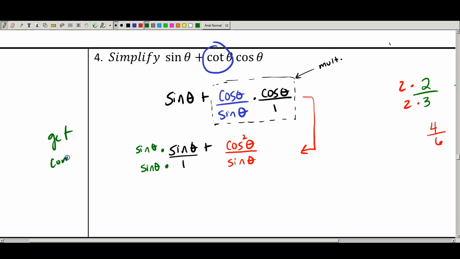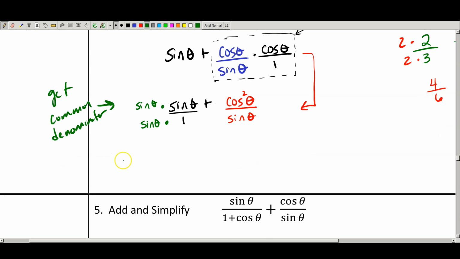Get a common denominator. Right? So we multiply that. Okay, then we rewrite this. All right, so let's go ahead and what's the result of that? Well, if we multiply on the top sine times sine, that becomes sine squared theta, and then on the bottom here, sine times 1, well, that's just sine of theta. Let's bring down what we had from the red part, right? That's cosine squared theta over sine theta.